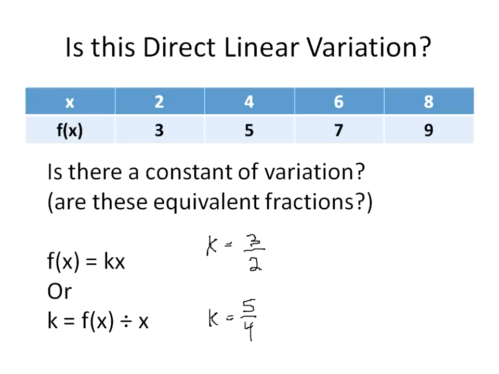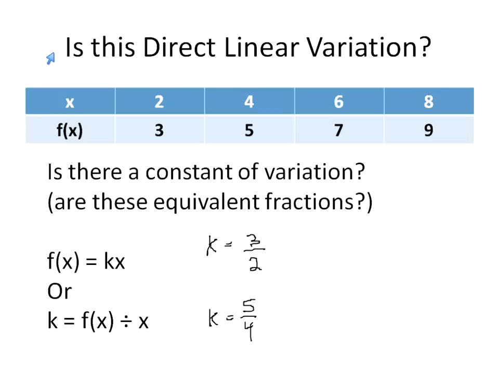Now I'm looking at those fractions, and I know that they're not equivalent fractions. 3 over 2 is the same as 6 over 4, not 5 over 4. And we could continue. Is 7 divided by 6 equal to those? No. Is 9 divided by 8? No. So we can tell that the variation is not constant. It's not a constant variation. So this is not a direct linear variation. This table is not direct linear variation.